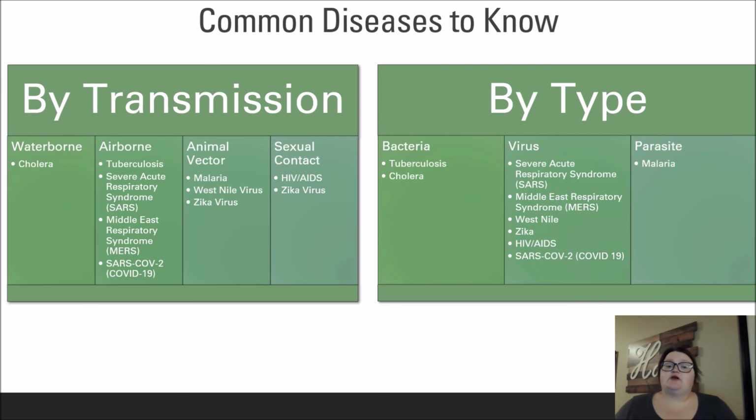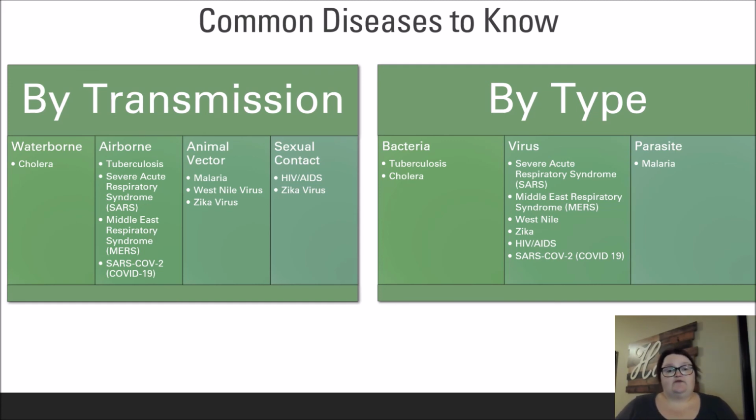Here are some of the most common diseases that you should be familiar with regarding their transmission and type. As you can see, the majority of diseases are either airborne or animal vector, with those vector diseases being most common in tropical areas. Across the 3 animal vector diseases, the common thread is the mosquito, which is responsible as the carrier of the disease from one host to another.